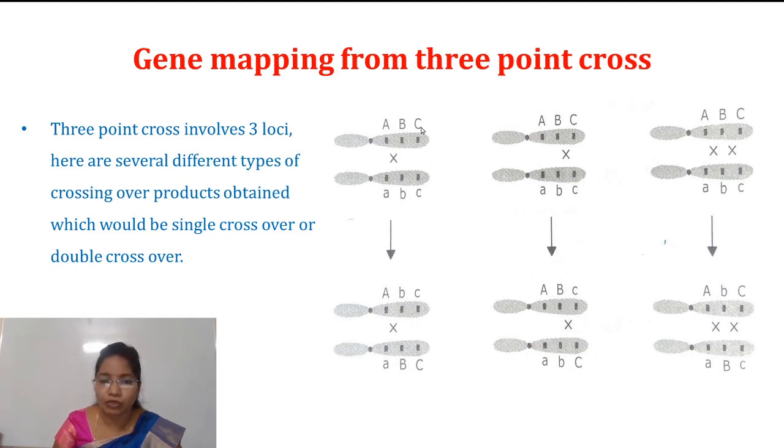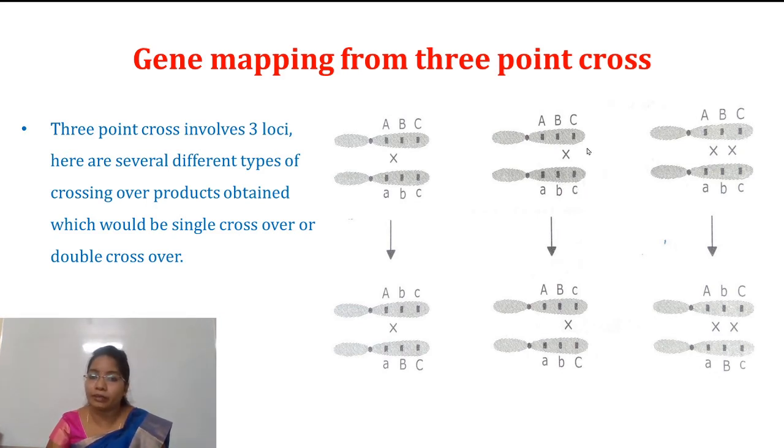So here swapping of these genes takes place. That means if a single crossover takes place between these genes, swapping of genes will take place between here. Okay, so the new combinations are capital A, small b, small c, and small a, capital B, capital C.